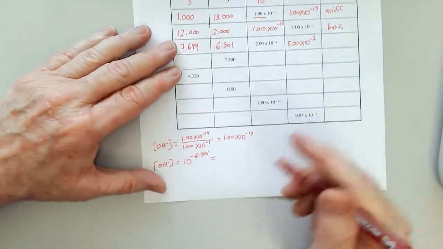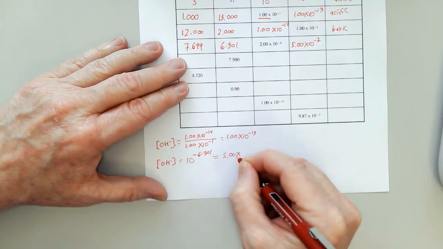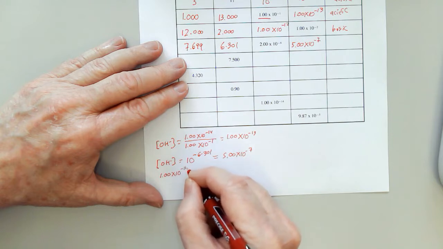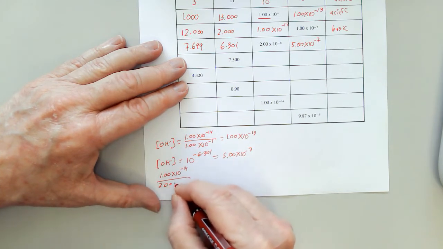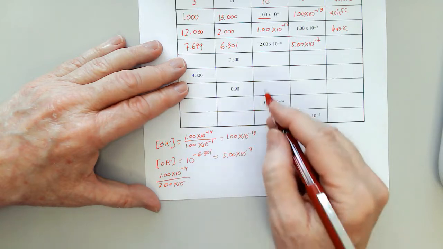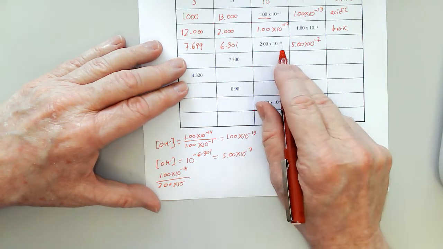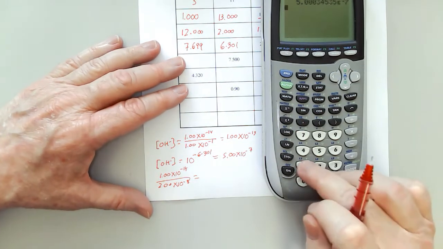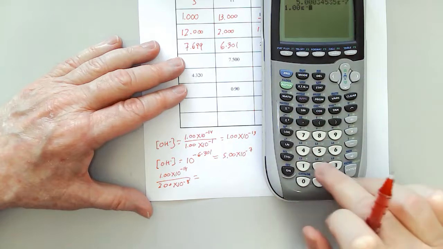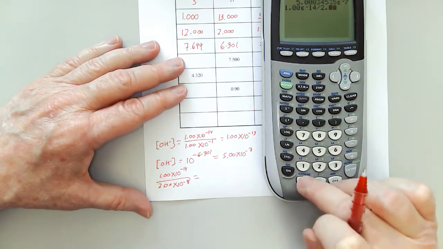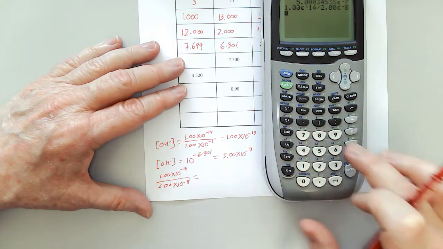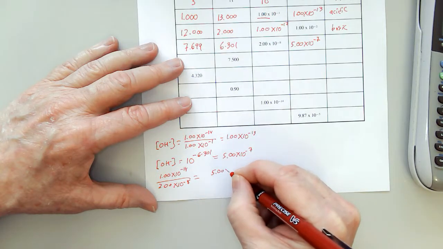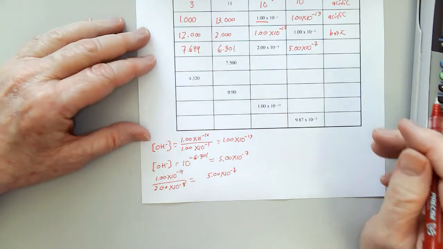Or, let's do it a different way. Let's say 1.00 times 10 to the negative 14th divided by 2.00 times 10 to the negative 8th. Equals. Okay, so now 1.00 EE negative 14th divided by 2.00 EE negative 8. Boom. Hey, 5 times 10 to the negative 7th. I'm getting the same answer either way.